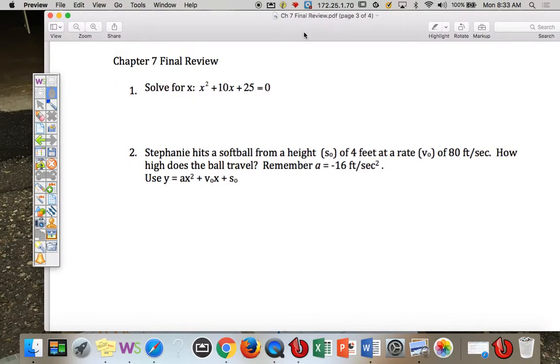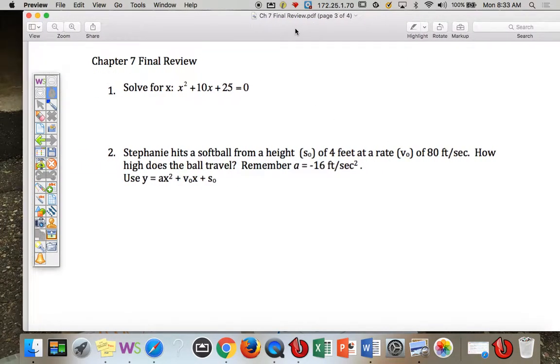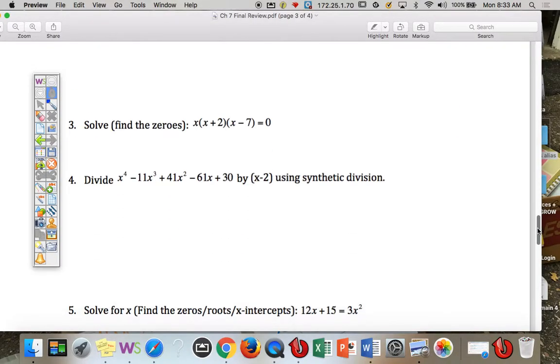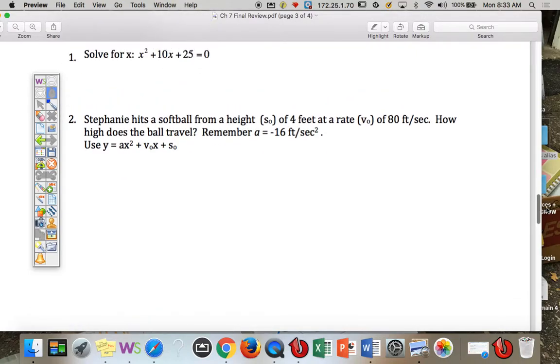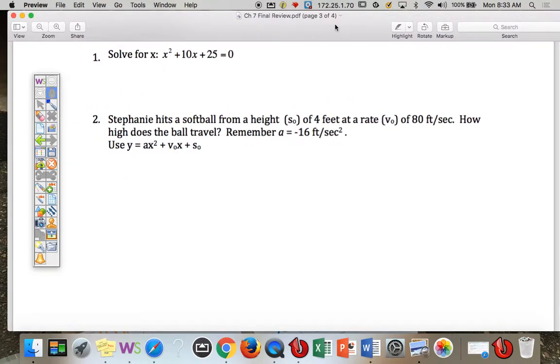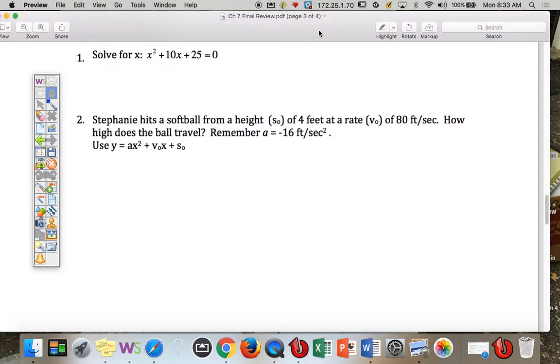Okay, so again, those were the notes. Here are the practice problems for you to try for Chapter 7. Answer key should be on Schoology, so you can check your answers, and you can use this to help you make a note sheet.